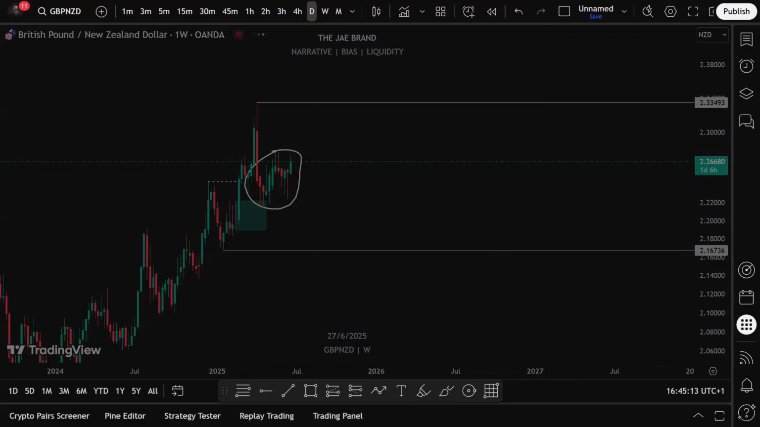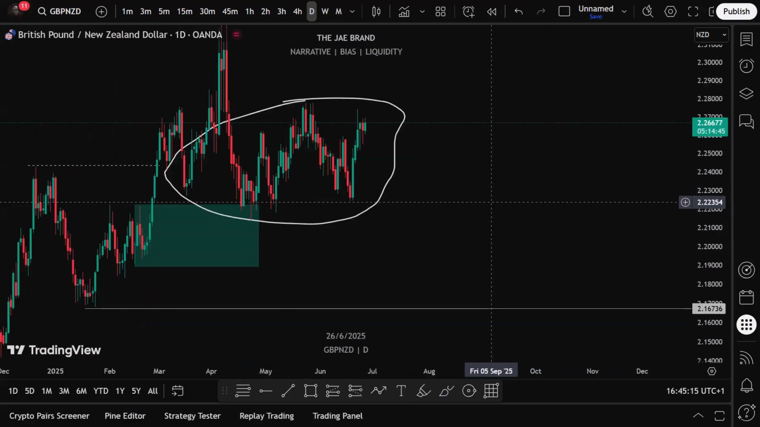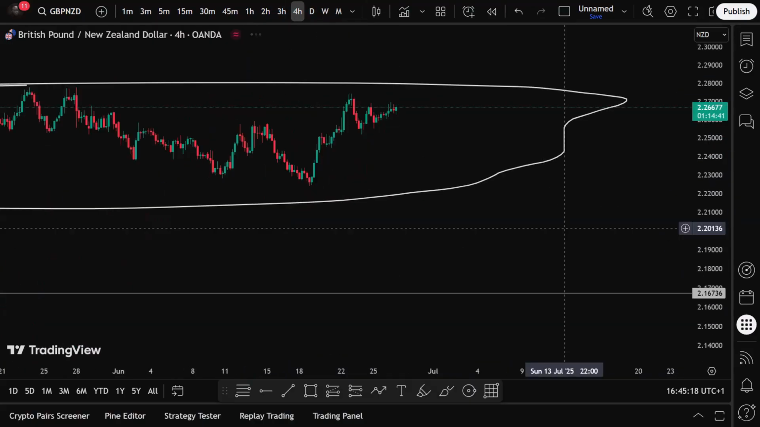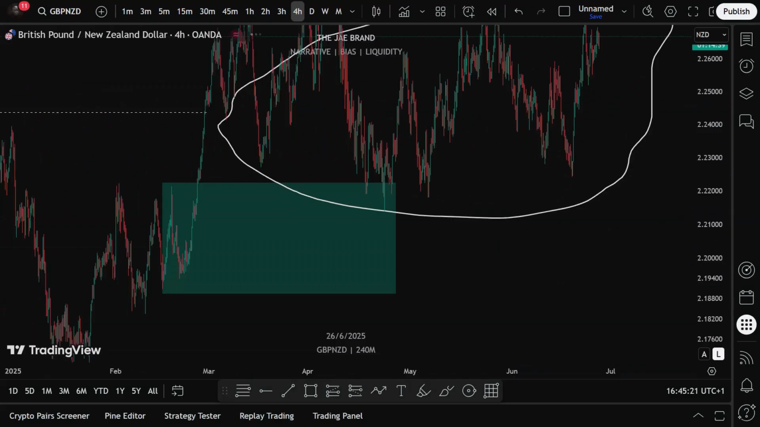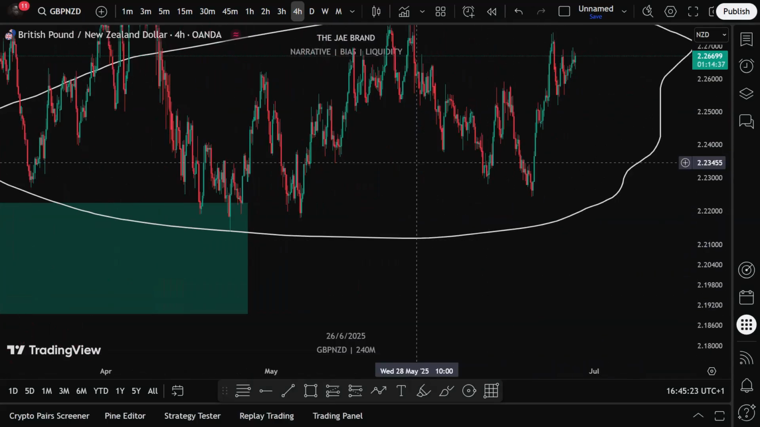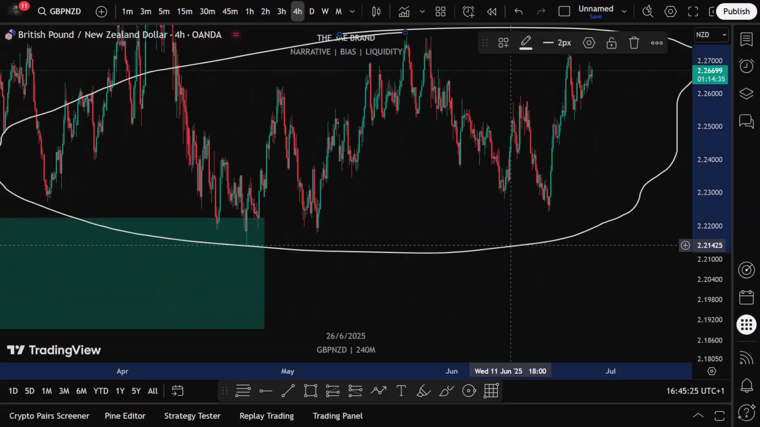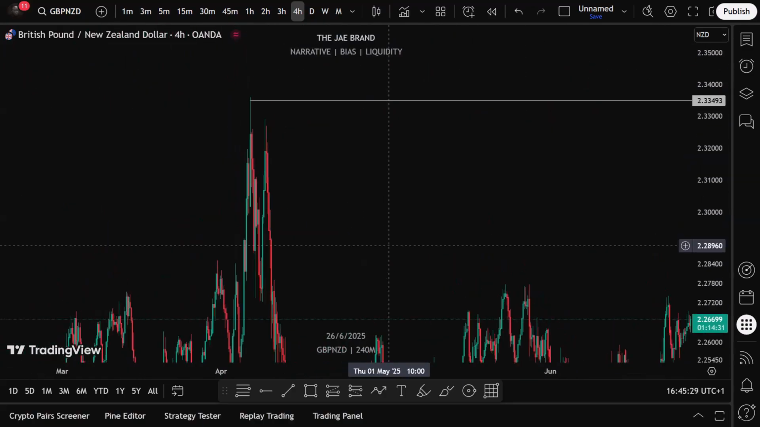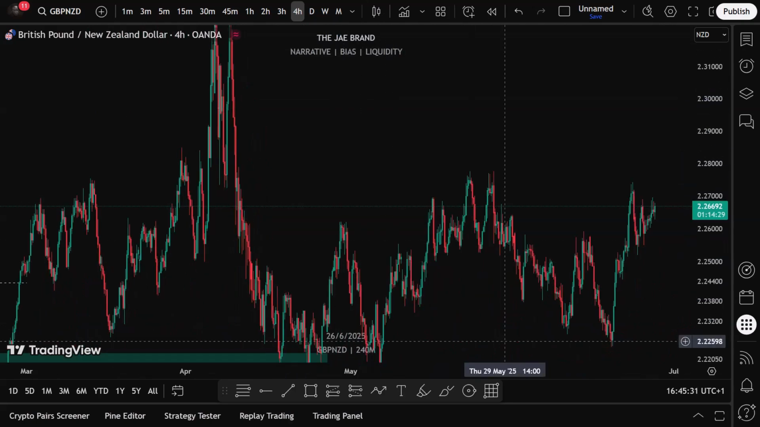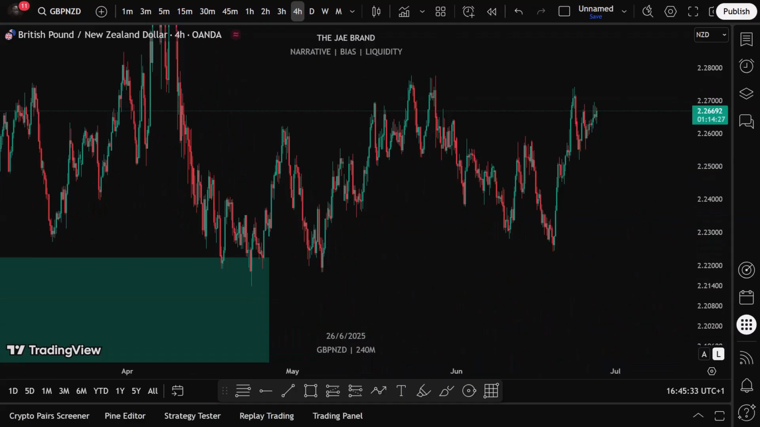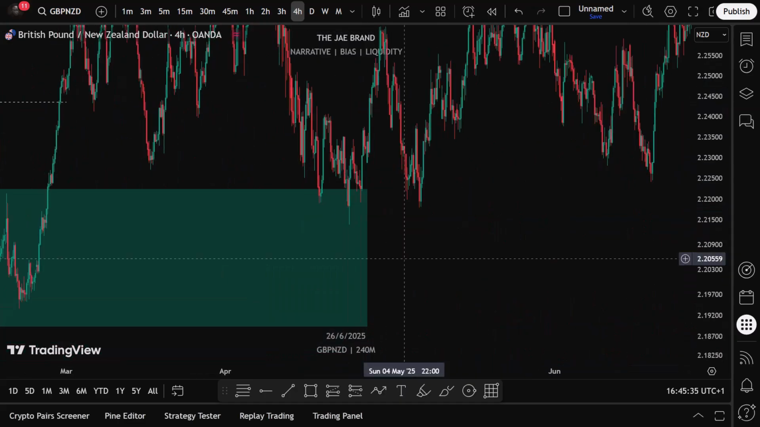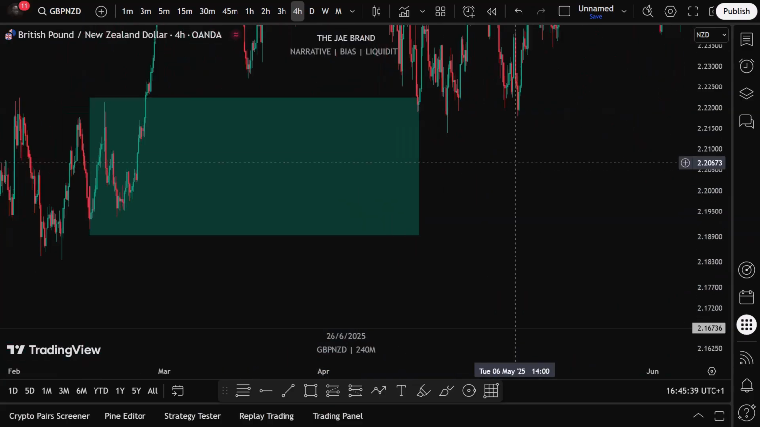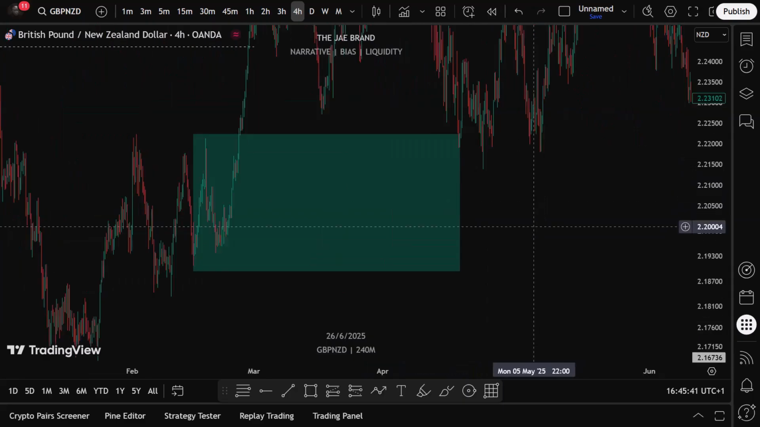Okay, now let's go to the daily time frame. Okay, and then to the 4-hour time frame. Now I have confidence to continue my analysis on the 4-hour time frame because I have already seen what price is reacting to, and why price is reacting to that weekly order block.